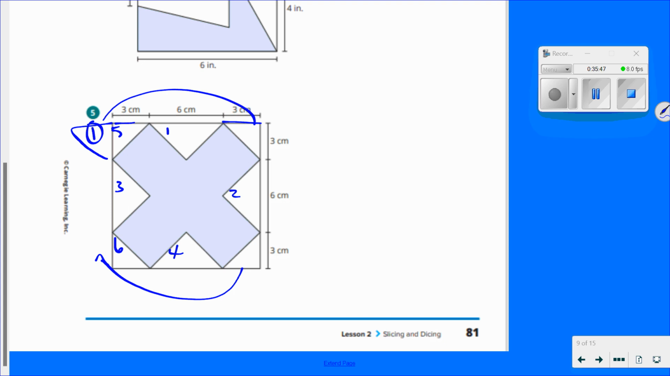So here's what your math looks like. Number 1 is the big square. Length times width. I need to add them all together. That's 12. That's 12. Okay.